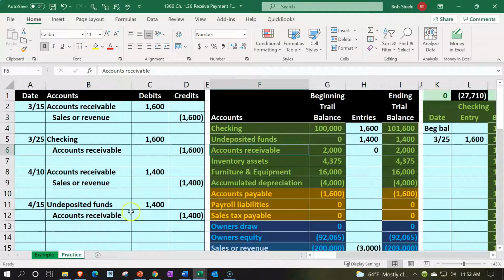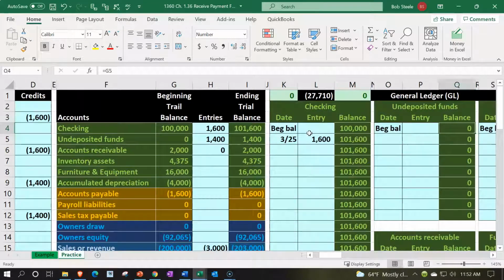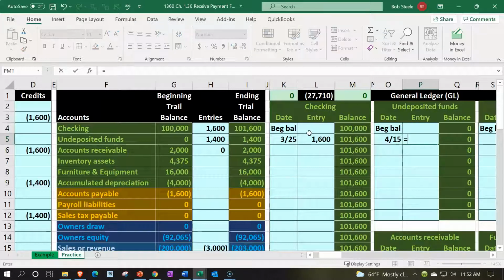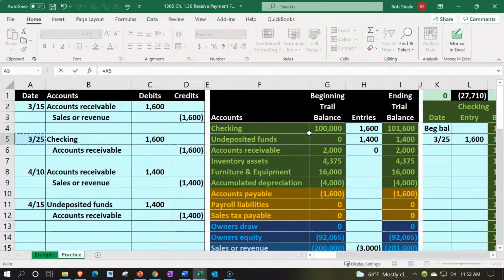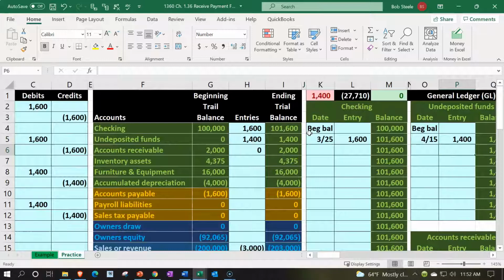And so now let's post it to the GL. So here's the undeposited funds. That's going to be like the second account here. And notice again, in QuickBooks, it might be further down because they categorize it as an other account. But just from a grouping standpoint, it should be a cash kind of account. Okay, so this is going to be 4/15. And then on P5, this is going to be equal to the 1,400. So it's going up now, 1,400.